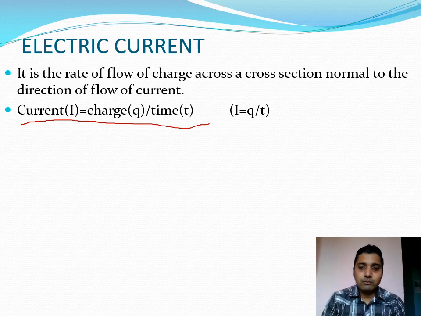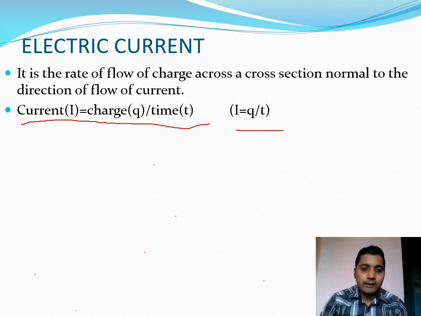For how much time current flows from one part to another, we get the current. And one more thing: when we take I equal to Q by T, that means Q equal to IT. And again you can see that current has a different unit. Current can flow from one part to another.